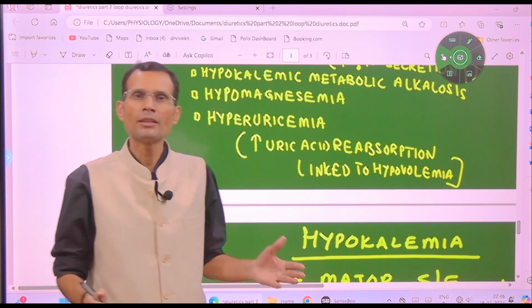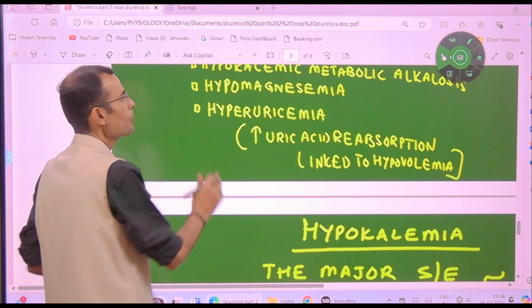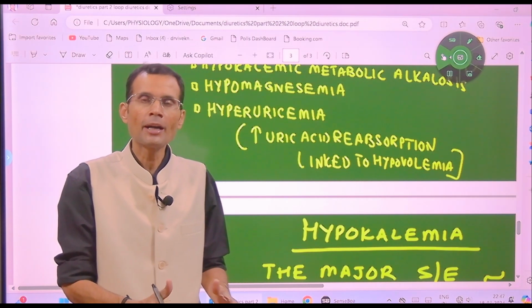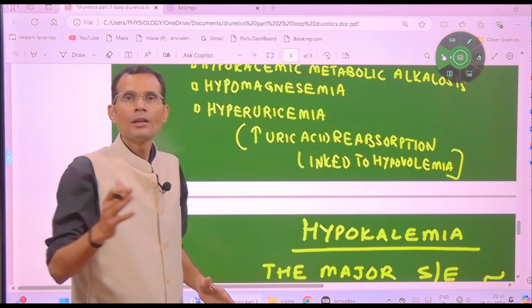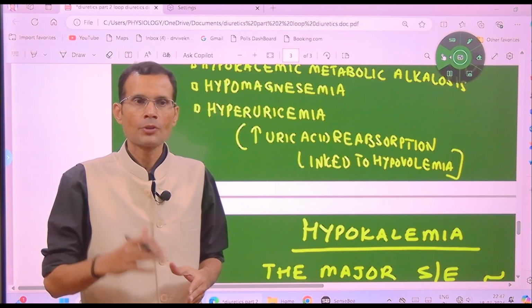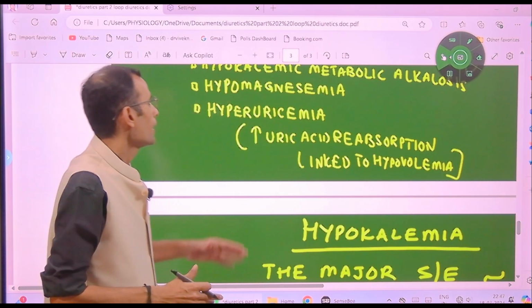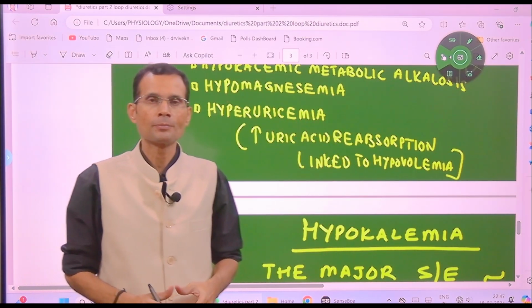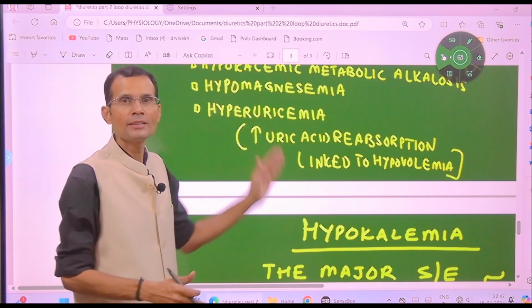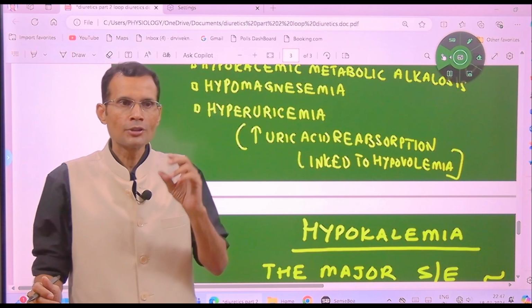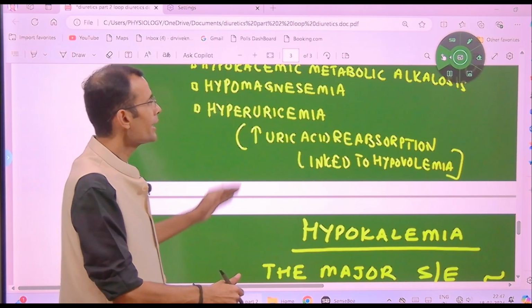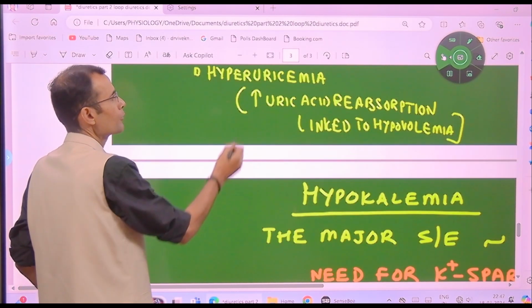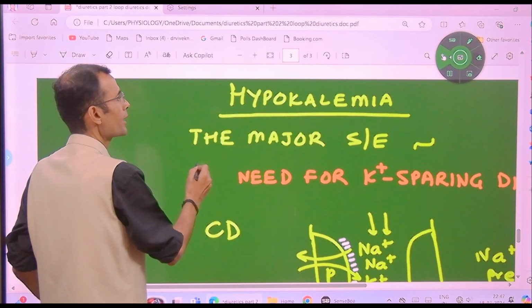Hypomagnesemia, we have done that already. We saw that in the discussion. Hyperuricemia, yes, that's another side effect. These loop diuretics, the furosemide, decrease the circulating blood volume because they cause loss of volume into the urine. And because of the hypovolemia, it increases the uric acid reabsorption, you know, from the PCT S2 segment. So this increased uric acid reabsorption is actually linked to the hypovolemia, which is caused by the furosemide, by the loop diuretics. And therefore hyperuricemia is another side effect.